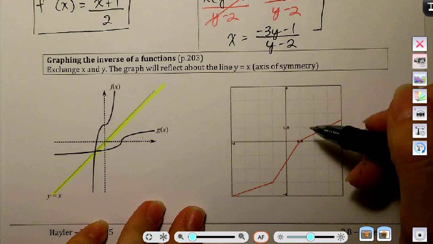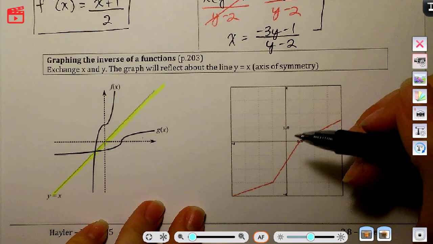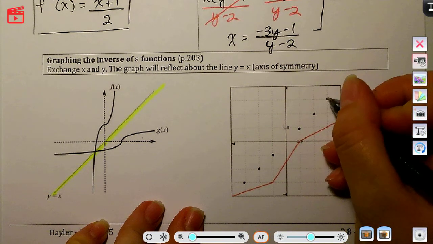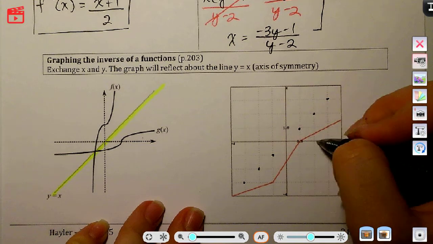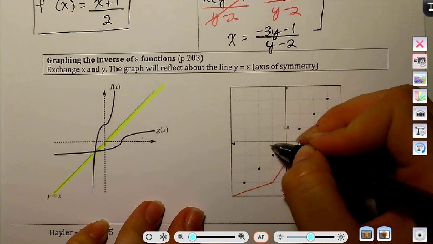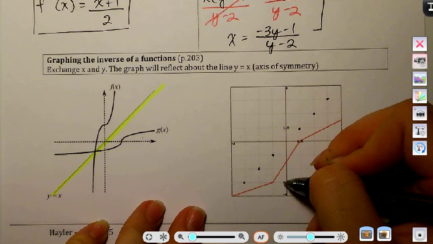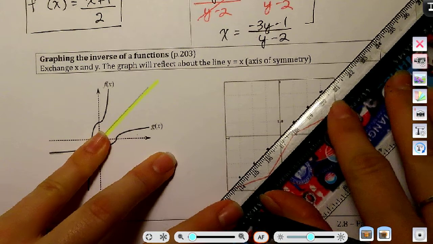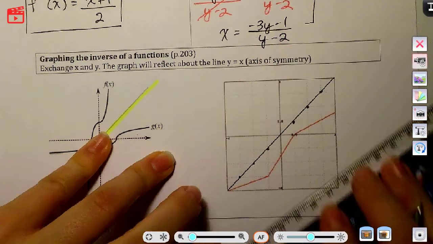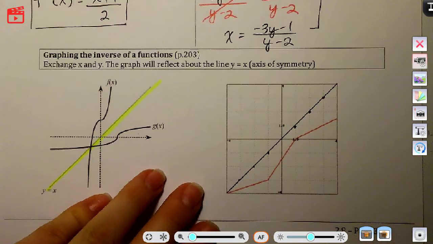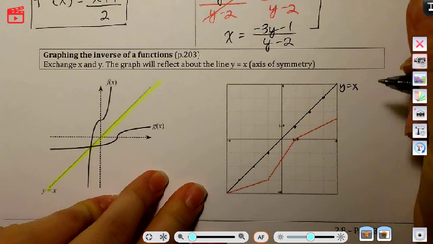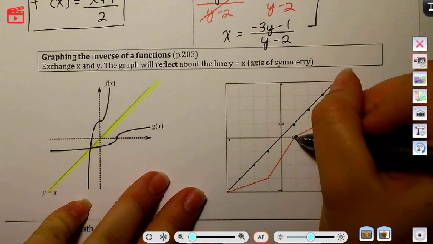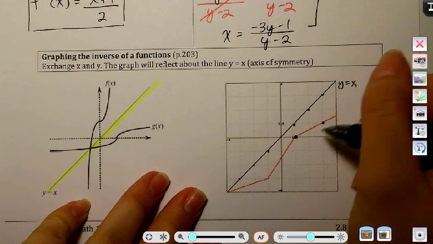Remember our plan is we're trying to find the inverse of this red graph. So my axis of symmetry is going to go through these points where it's 1, 1, 2, 2, 3, 3, negative 1, negative 1, negative 2, negative 2, negative 3, negative 3. Okay, so I'm going to draw a line through those points. And that right there is the axis of symmetry, y equals x. And then to plot these, we're just going to switch the x and the y's.